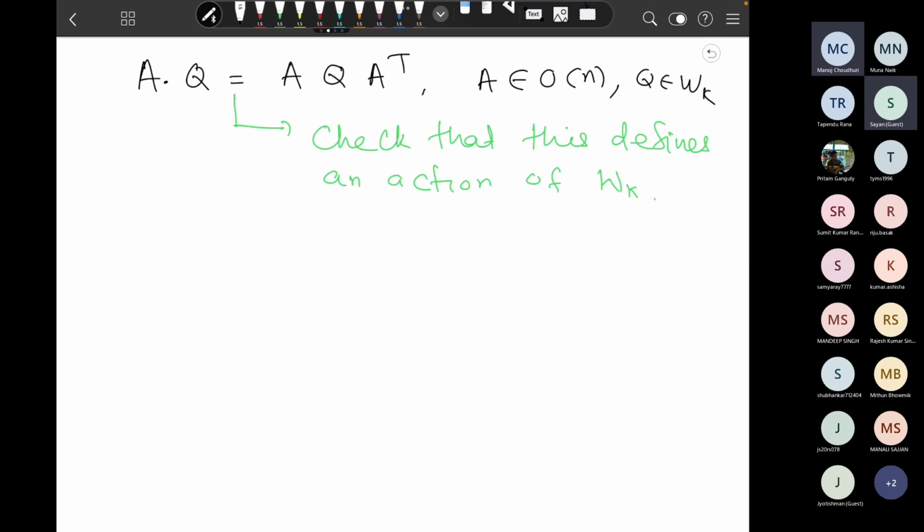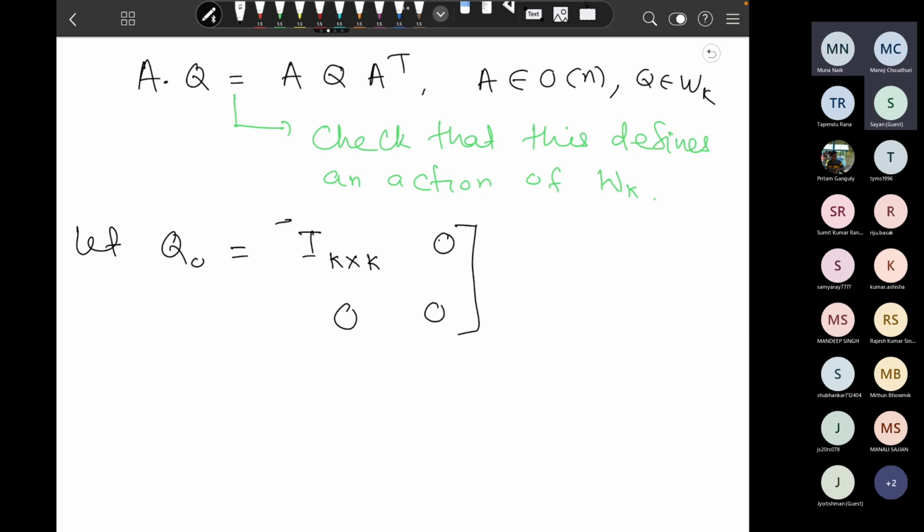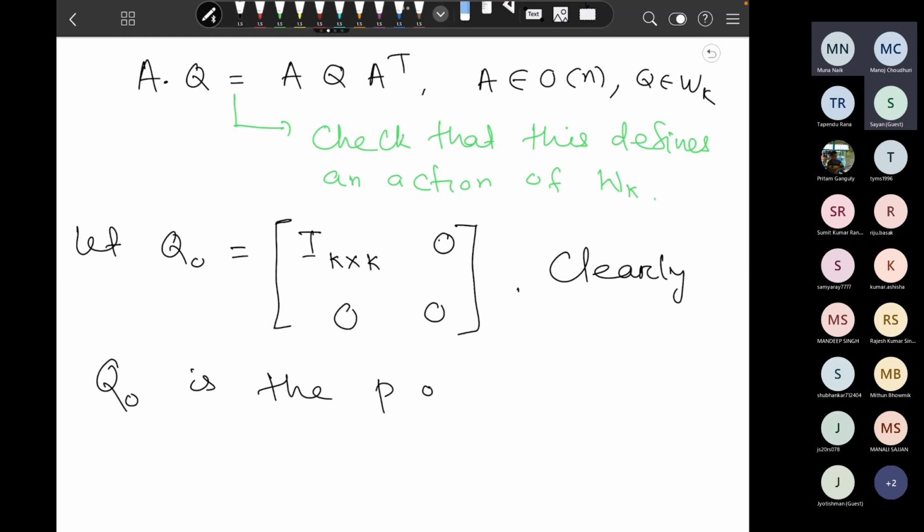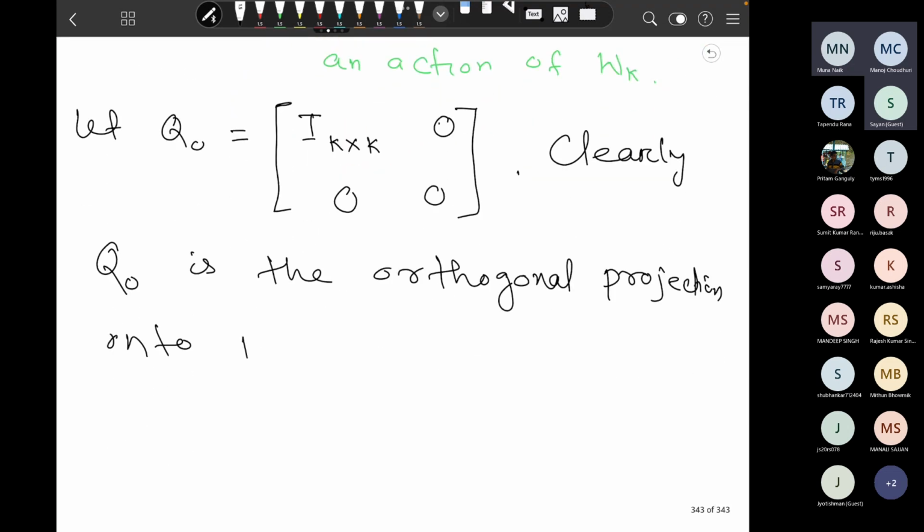Now let Q0 be equal to I_k cross k and 0, 0. And clearly this Q0 is the orthogonal projection onto this E0, where E0 is equal to the span of E1, E2, E3.